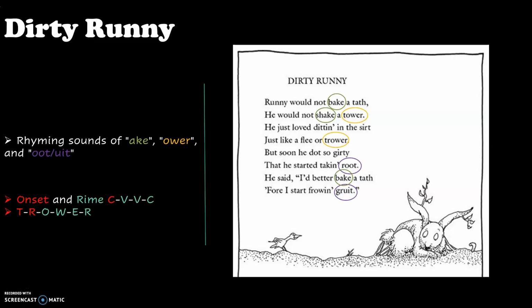And again, the onset and rhyme pattern is consonant, vowel, consonant. Like in the word trower, you have your consonant blend of T-R, and our vowel consonant of O-W-E-R, or hour.